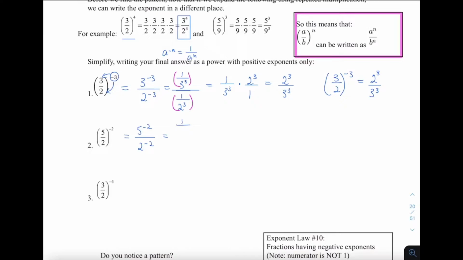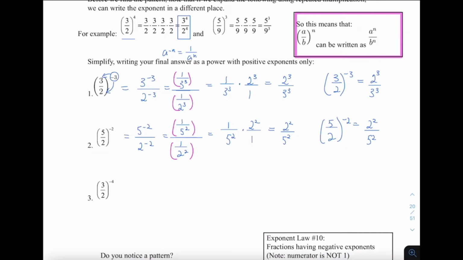I'm going to use the negative exponent rule to write this as 1 over 5 squared divided by 1 over 2 squared. Okay, and these are fractions. So we can multiply by the reciprocal of the denominator. All right, so what we notice again is that 5 over 2 to the negative 2 simplifies to 2 squared over 5 squared. So in fact, we don't have to do this the long way from now on.